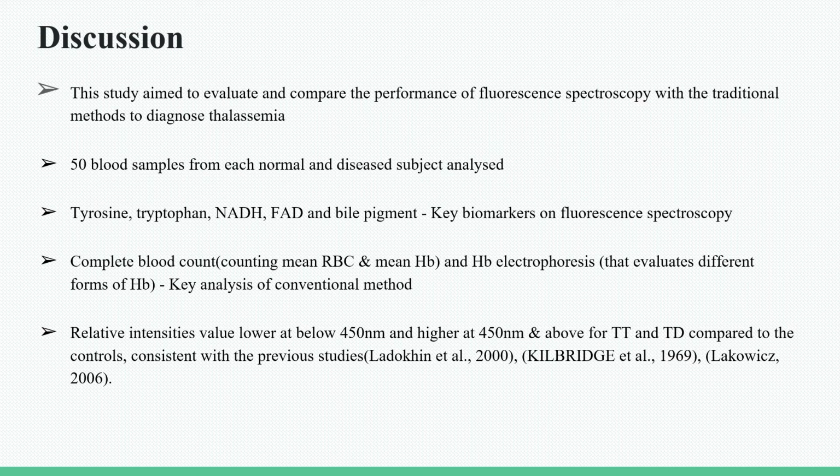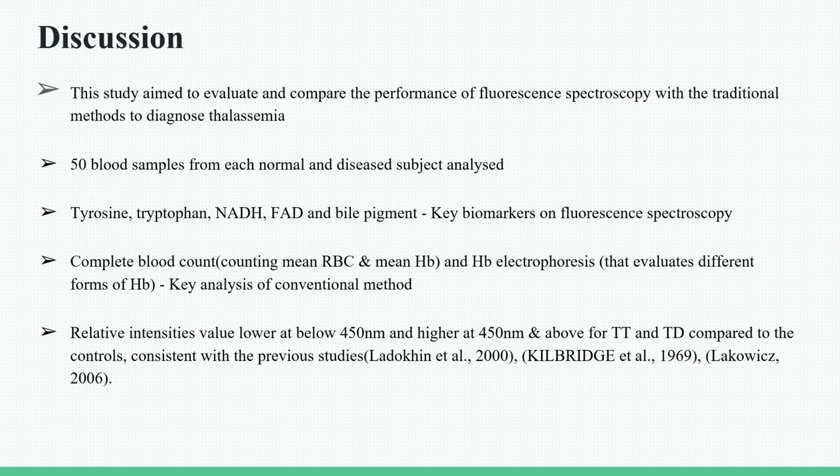First, the conventional methods like complete blood count and hemoglobin electrophoresis were used to confirm the diagnosis of thalassemia among the diseased population. Then the fluorescence spectroscopy was used to analyze the level of blood biomolecules like tyrosine, tryptophan, NADH, FAD, and bile pigment. Both the relative intensity results from synchronous excitation spectrum and synchronous emission spectrum were considered when analyzing the results by spectrophotometric analysis, as shown earlier on the results section of the slide as well.